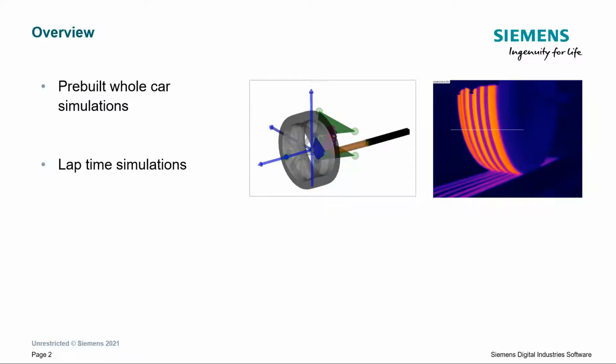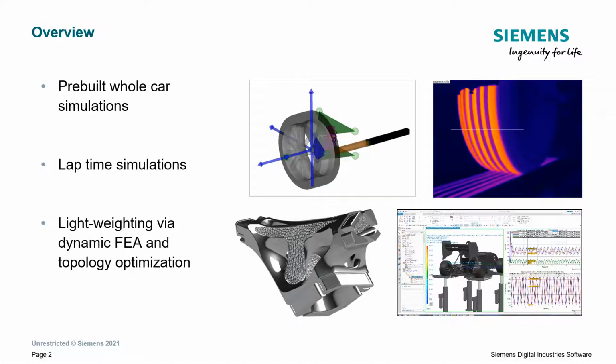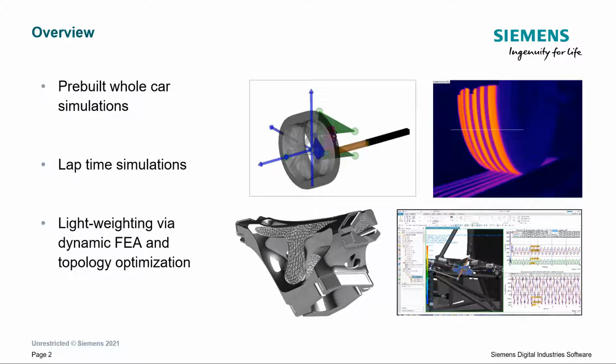Here I'll discuss how Siemens can provide pre-built whole car kinematic simulations that not only include elements of the suspension such as the chassis and tire models, but also aspects like the powertrain. This can then be applied to custom lap time simulations. Then I'll touch on how we can help further lightweight your vehicles through the application of more realistic, dynamic structural simulations and topology optimization.